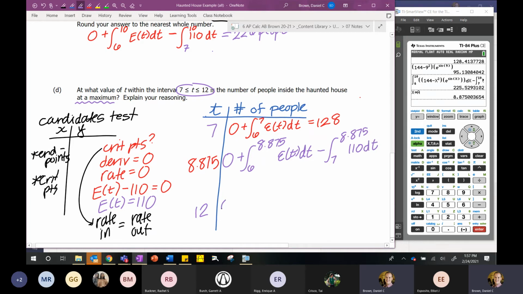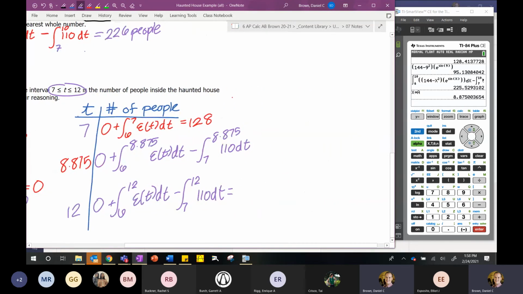And then for 12, we started with 0 people. People started arriving at 6. It closes at 12. How many people left? Starting at 7, ending at 12, the 110 dt. And I am going to use my calculator to evaluate those. Again, I am going to show you some other shortcuts you can use.